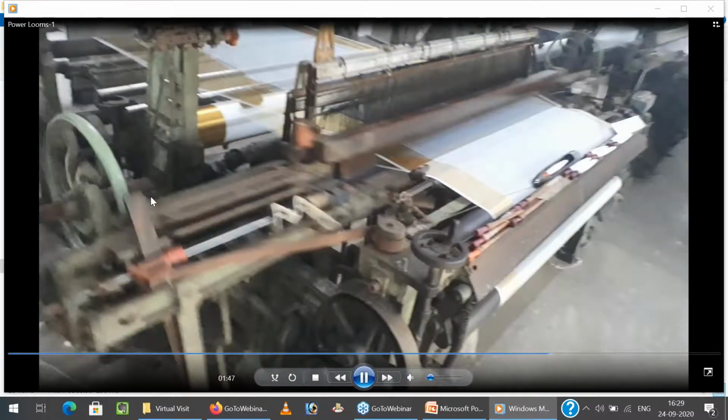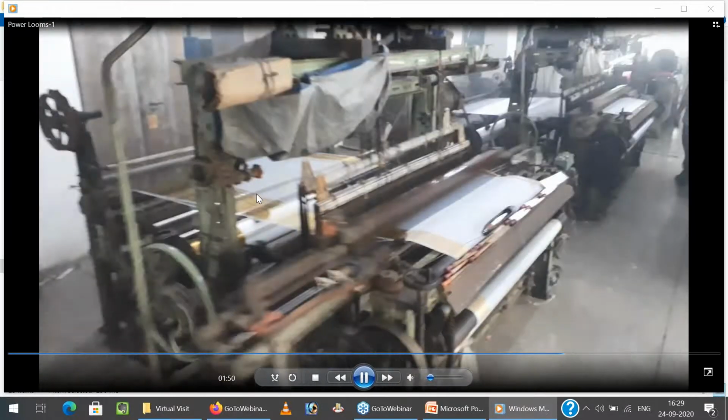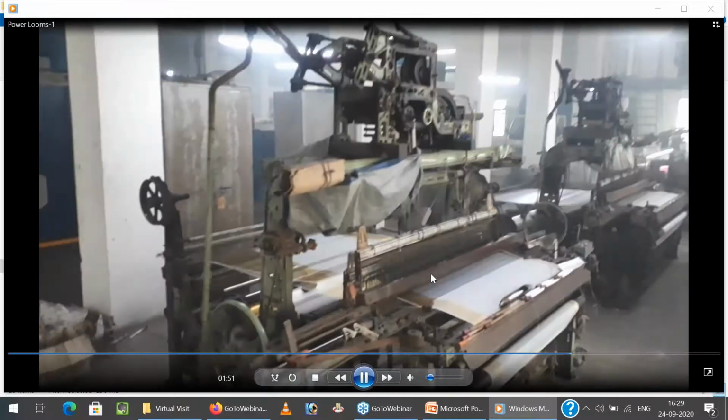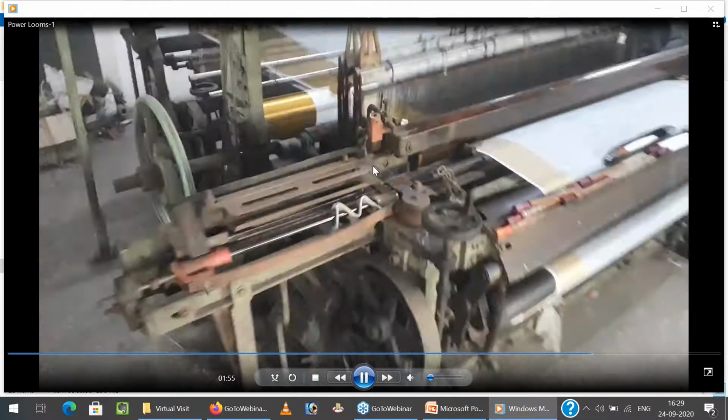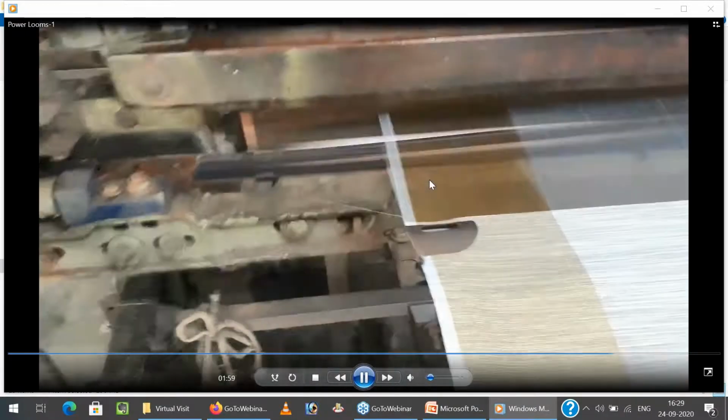Mainly this type of power loom is the old version of power loom, which runs on a single motor. The speed is very low. It works at around 120 to 150 RPM, meaning 120 to 150 picks are done, which is called the weft insertion rate.